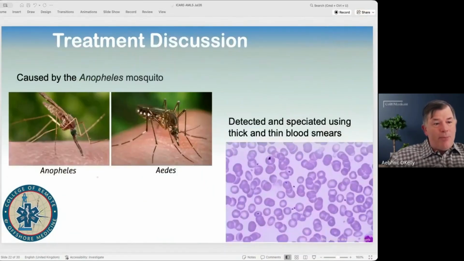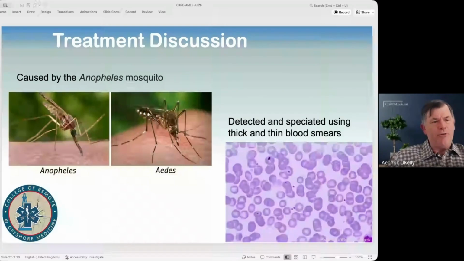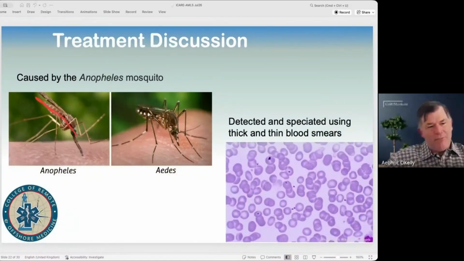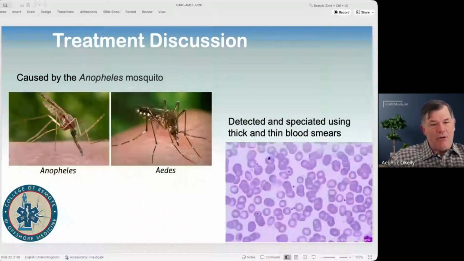Good. It's caused by this fella right here, the Anopheles. This is an Aedes aegypti. That's dengue. But this is the falciparum. And you can see that when it bites, the bum goes up into the air. So that's one way you can see that this is an Anopheles mosquito.